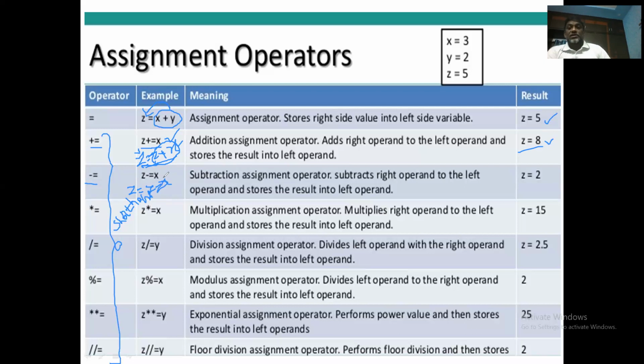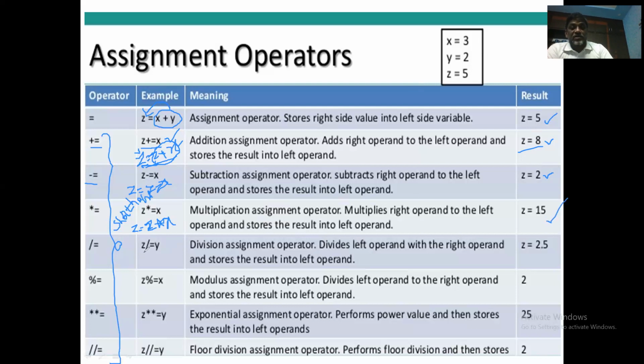So according to this, the result is going to be z minus x, that is 5 minus 3, which is 2. Similarly, if you write z star is equal to x, the meaning is z is equal to z into x. So we perform z into x and store the result back into z. So what is z? 5, and x is 3. 5 into 3 is 15. So 15 is stored into z.